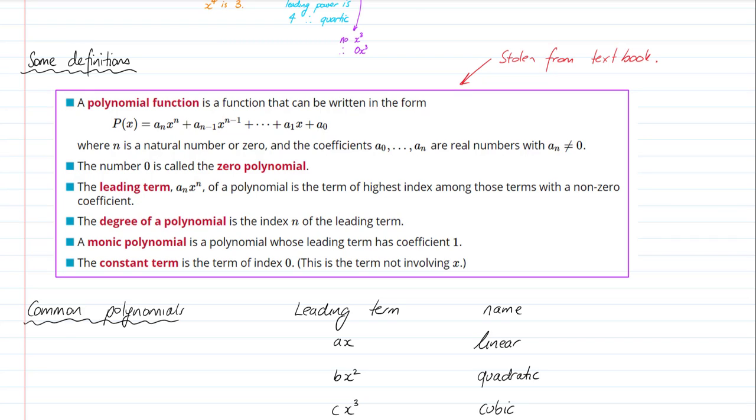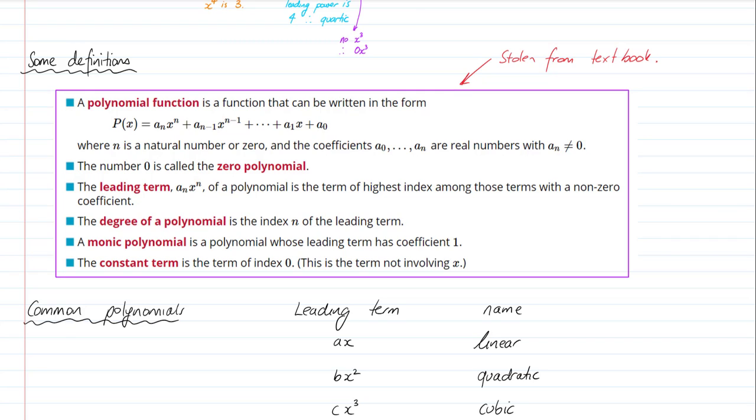So the number 0 is called the zero polynomial. And even if you have something like y equals 4, this is a polynomial. It's just a straight flat line, but it's still a polynomial because it's got a leading term, x to the power of 0. So the leading term is the one with the highest power, as we just talked about. So a cubic has a highest power of 3, a quartic has a highest power of 4. The degree of a polynomial is the leading term's power. So the degree of a cubic is 3. The degree of a quartic is 4. The degree of a quadratic is 2.